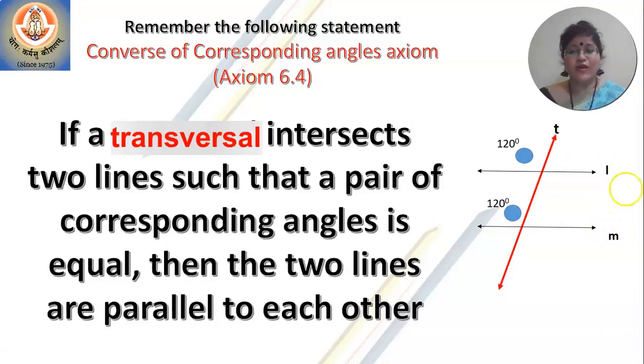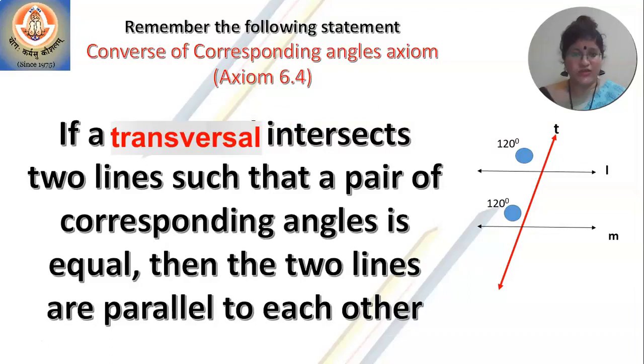That means if you come across a diagram where there is a transversal intersecting two lines, and in that diagram you notice that the corresponding angles are congruent, that is, it could be either this corresponding angle, or another corresponding angle here and another corresponding angle here, and if their measure is equal, for example, if this angle is 60 degrees and this angle is also 60 degrees, then you will notice that this line L will be parallel to line M. So this is the meaning of converse of corresponding angle axiom.